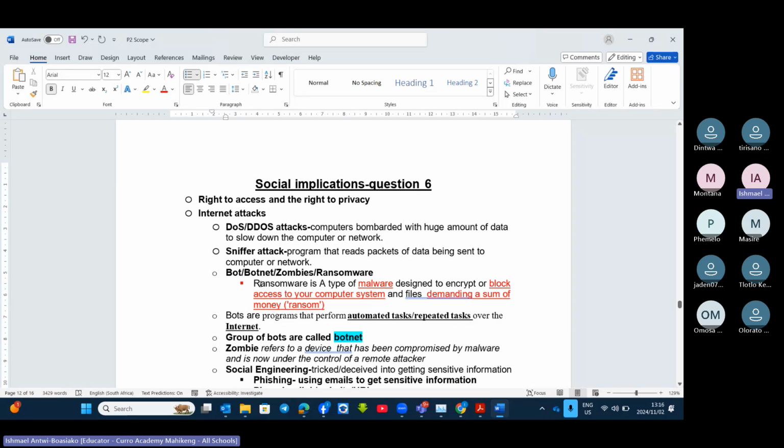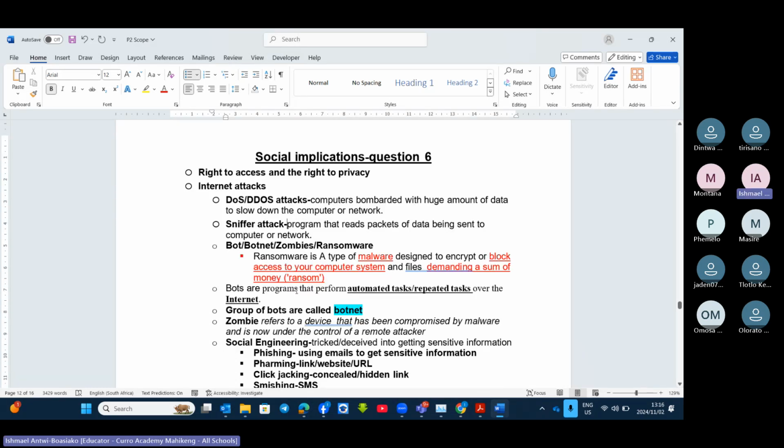Right, so when we talk about bots, they are software or programs, so whenever you are defining it, you need to underline or write the first word. It's a software or a program. And what do they do? They perform automated tasks. So the program performing automated tasks through the internet is what we call the bot. You need to always identify keywords whenever you are answering questions. So these are the software which perform automated tasks or repeated tasks through the internet.